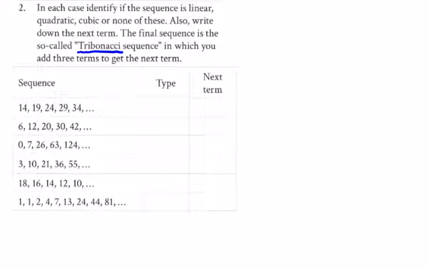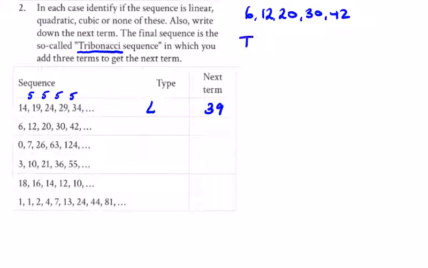So the first one we can see here, the difference between 14 and 19, 19 and 24, 24 and 29 is all 5, so this one is linear. I'll just do L for linear. 39 is going to be the next term. 6, 12, I'll write this one out. 6, 12, 20, 30, 42. You might see going forward, T2 minus T1 is equal to the difference, or T3 minus T2, or Tn+1 minus Tn. Another way of seeing this, just to introduce it as we go forward.